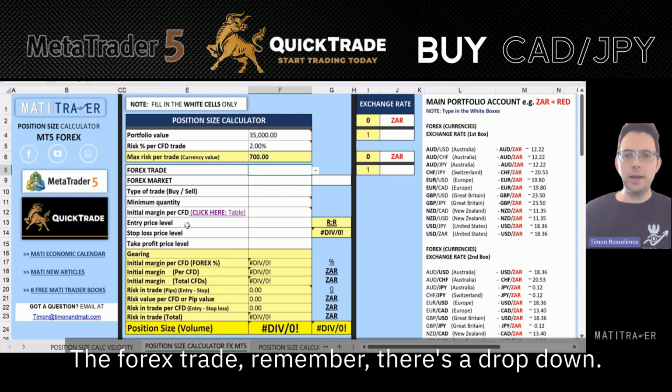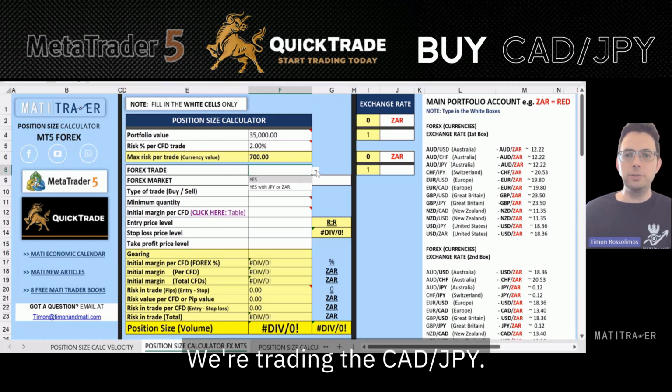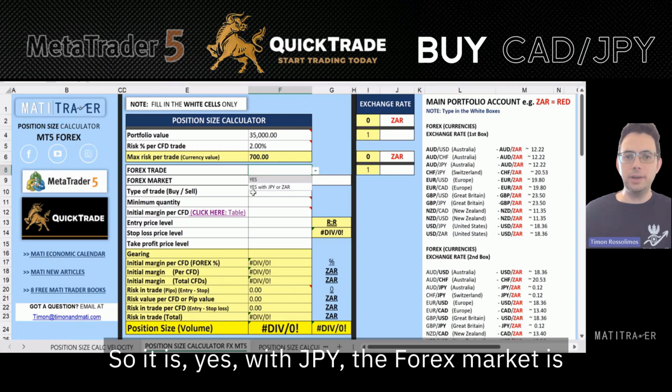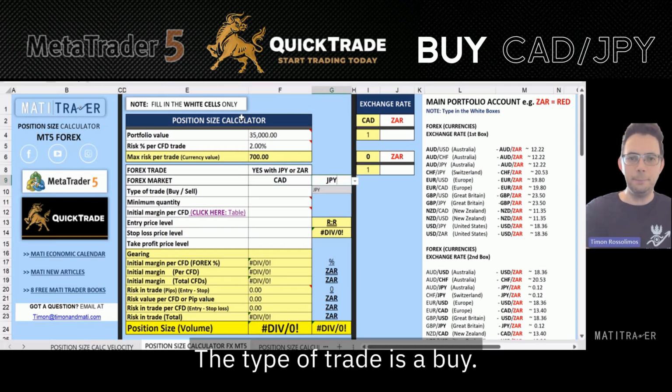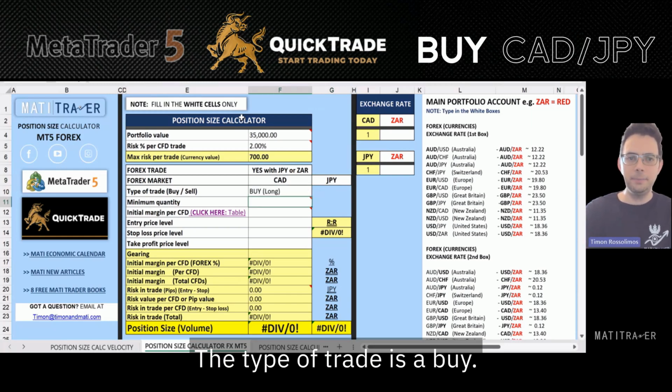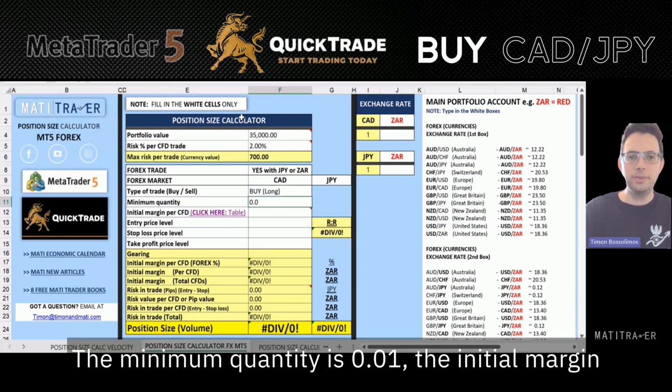The Forex trade, remember there's a drop down. We're trading the CADJPY, so it is yes with JPY. The Forex market is the CAD, and next to that is the JPY. The type of trade is a buy. The minimum quantity is 0.01.